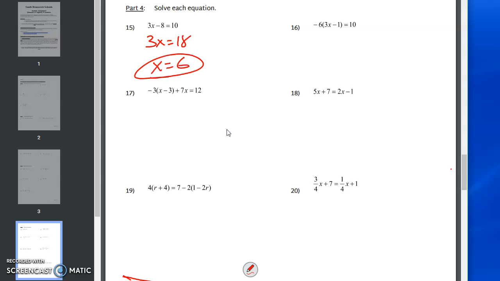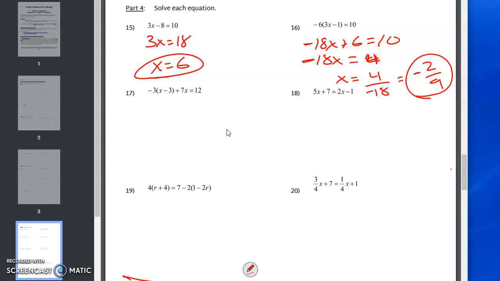3 times 6 is 18, minus 8 is 10. Here, negative 18x plus 6 equals 10. Negative 18x equals 4. And we subtract the 6 on both sides. And my x equals negative 4 over negative 18. Remember, we don't leave the negative in the denominator. So this becomes a negative 2 ninths. Put that negative in the numerator or in front of the fraction.